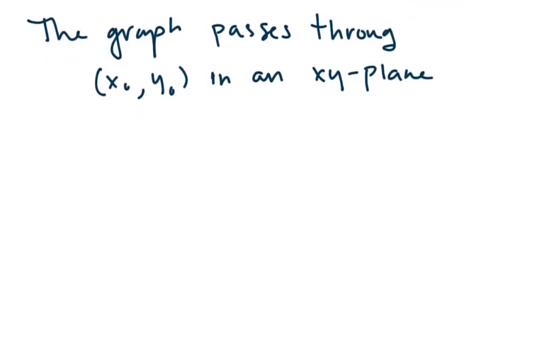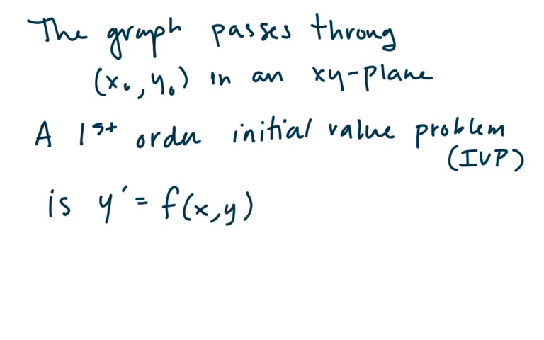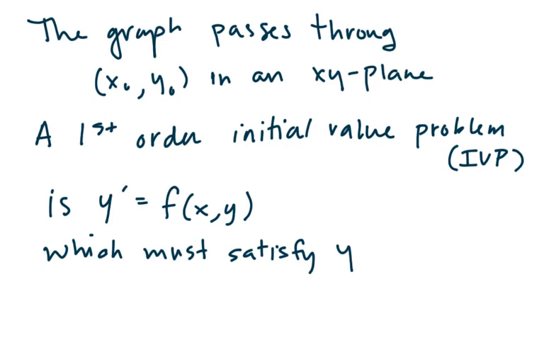So, considering this, we can define a first order initial value problem, which I'll represent as IVP when I need to say initial value problem, is y prime equals f of xy, which must satisfy y of x sub 0 equals y sub 0.